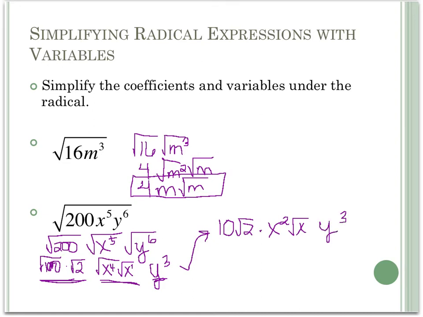And now to finalize this, I'm going to write anything not under a root together. So I'm going to write this as 10x squared y cubed. And anything left under my square root, in this case 2 and x, I'm going to multiply again together. So that gives me 10x squared y cubed, the square root of 2x.